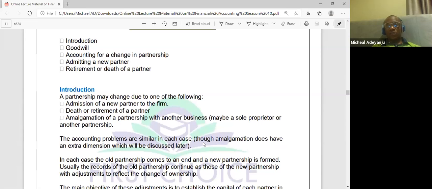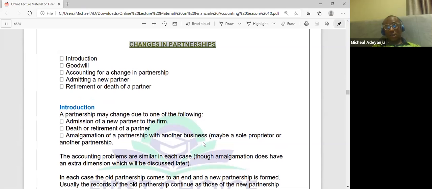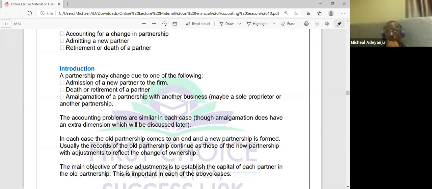And then we officially go into the change in partnerships itself, which is the main account. So change in partnership. We have reasons for this change in partnership. We have the goodwill part, accounting for the change in partners, admitting a new partner, and retirement or death of a partner.